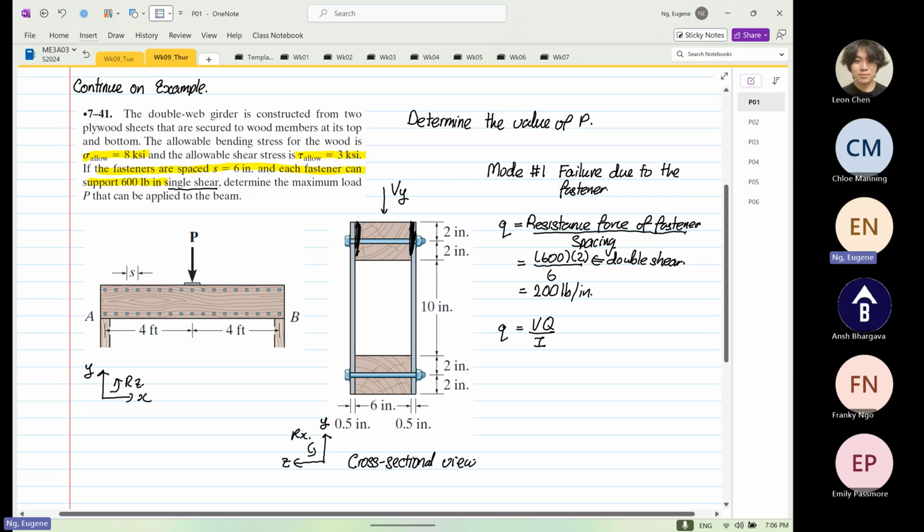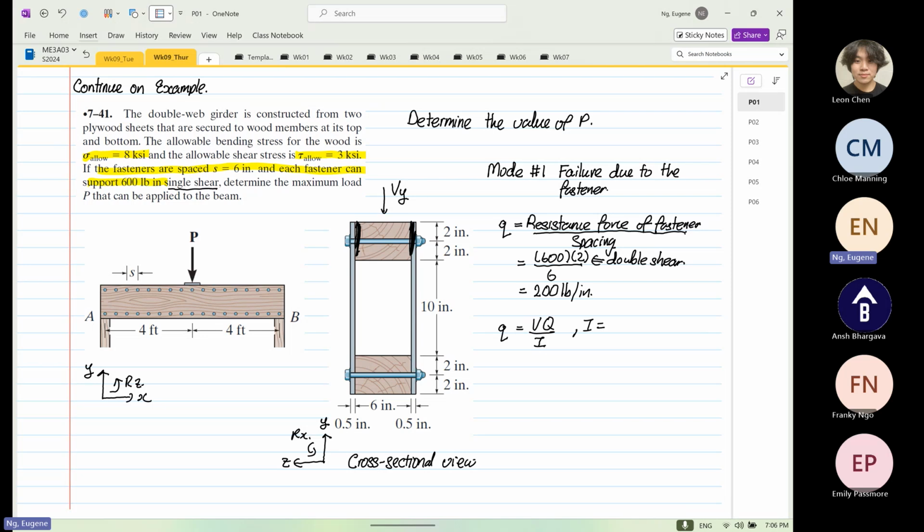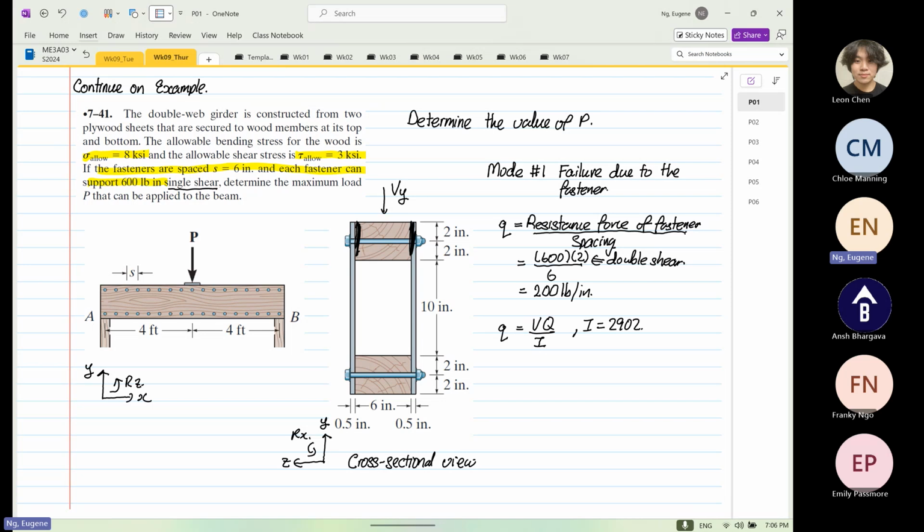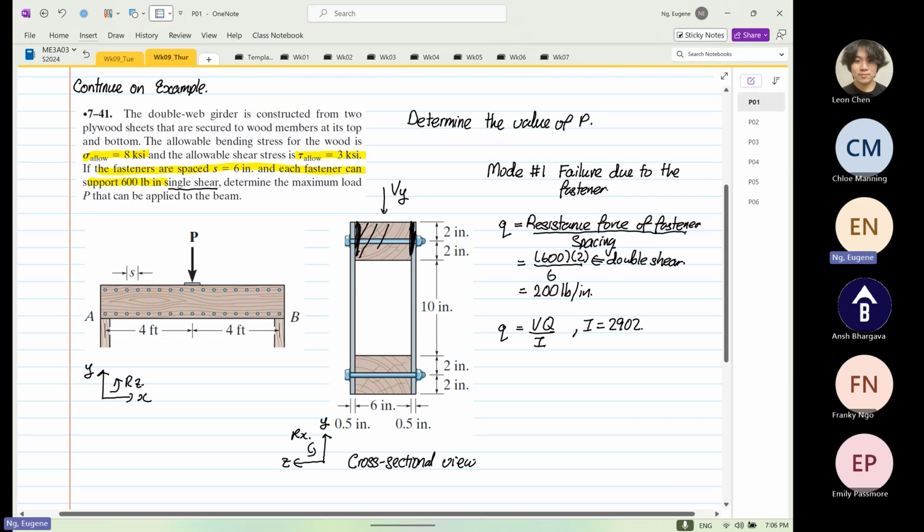And we also know that q can be related to VQ over I, right? And we also have found out, or given, I. I did not determine I because second moment of area is really straightforward to determine. So I is equal to 2902. And then Q, just to quickly recap, there are two new rules introduced: the shear force will distribute in the member first. Okay, then from the member, the fastener would transmit the shear force. So the first moment of area is to be taken on the entire block. Okay, not above the fastener or below the fastener, no, the entire block first.